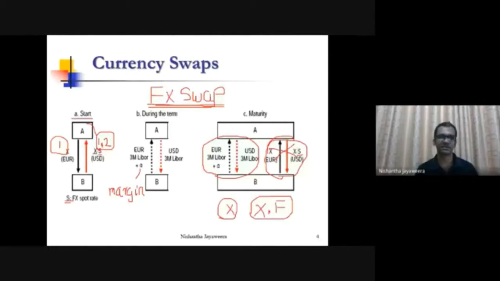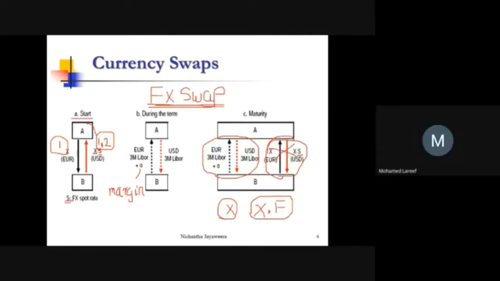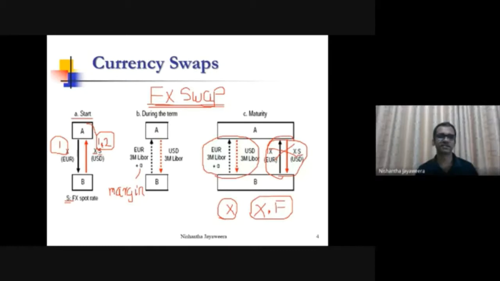Yeah. Keep the margin. That means who pays the margin? The party who is having high creditworthiness or less creditworthiness? Less creditworthiness. Yes, the party who is having the less creditworthiness pays the margin to the party who is having the high creditworthiness, just to compensate the risk of that party. That's the reason for adding a margin only for one party.